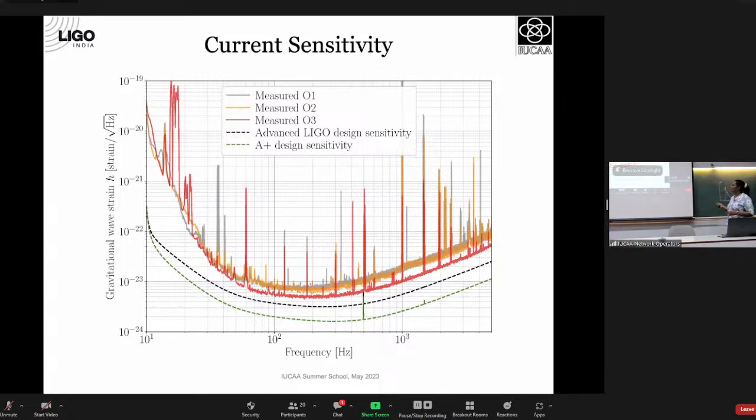And then the next upgrade is already approved. That is what A plus will do. We'll have heavier mirrors and changes in coatings, and those are currently being explored. Nothing is finalized. And we expect that LIGO India will come up with this design sensitivity.